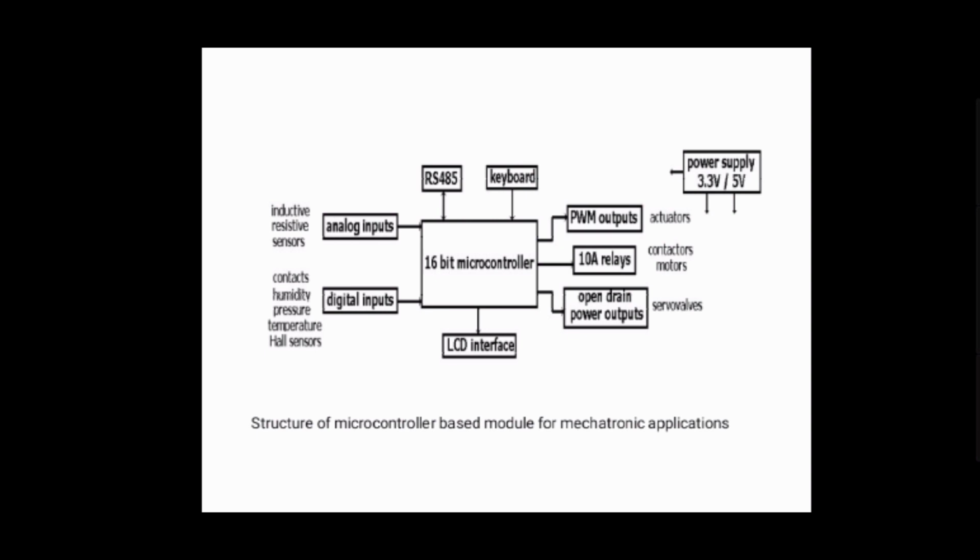And to give the commands, the inputs or any instructions to this microcontroller, I can interface a keyboard with it. Similarly, if I want to read the output or see certain commands as an output, then I can go for an LCD interface with the microcontroller. Normally this consumes less power. It takes either 3.3 volts to 5 volts. So this is the basic structure of a microcontroller based module, which can be developed for different mechatronic applications.